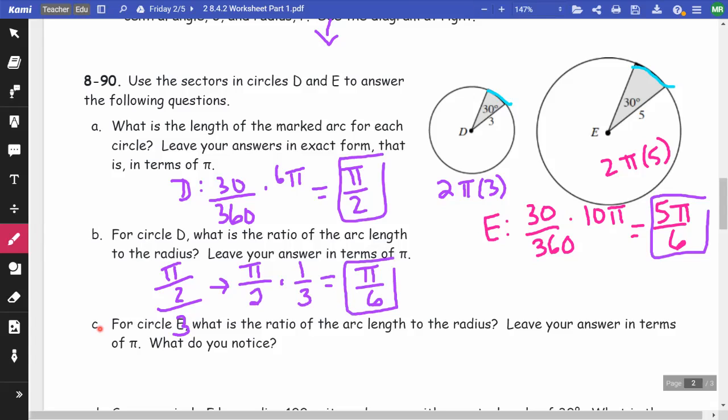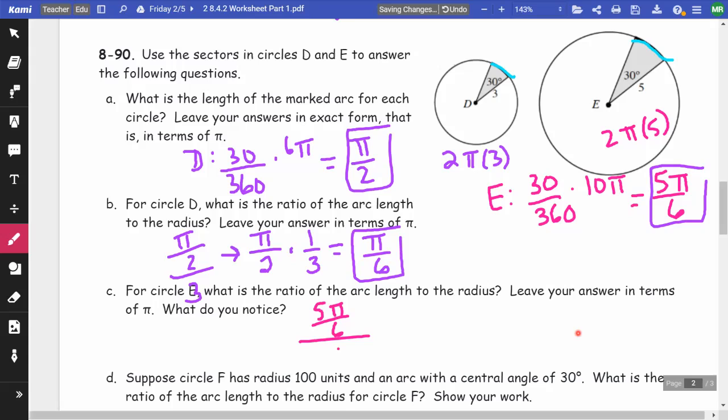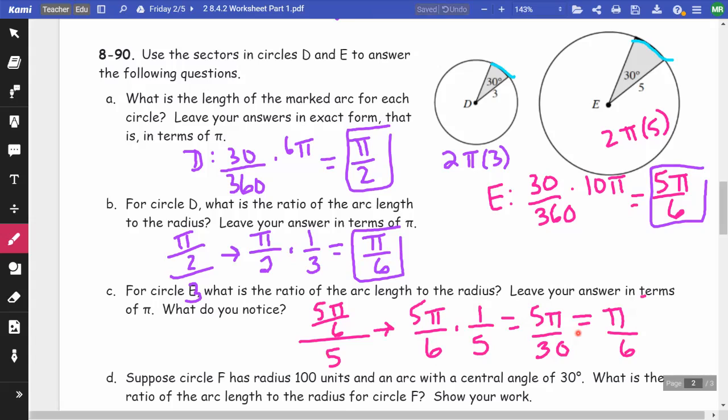Okay, now it says, and for circle E, what is the ratio of the arc length to its radius? Leave your answer in pi. Okay, so this time I'm going to do the 5 pi over 6 and the 5. Let me do that one in pink. So again, it's going to be 5 pi over 6 over my radius, which is 5. So that's going to be 5 pi over 6 times the reciprocal. Since I'm dividing by 5, I'm multiplying by 1/5. I end up with 5 pi over 30, which reduces to pi over 6. So you notice that this one's pi over 6 and this one's pi over 6.